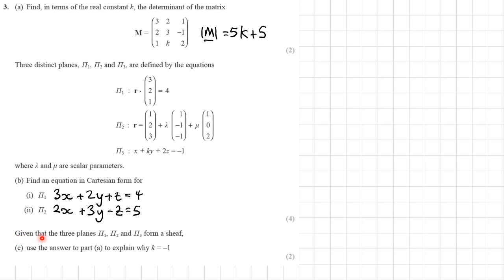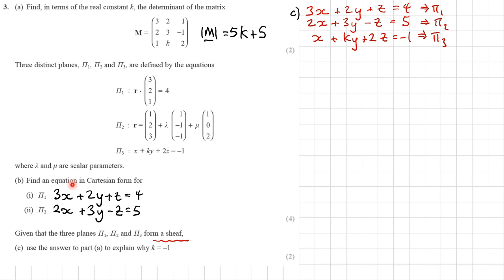Okay, given that the three planes pi1, pi2 and pi3 form a sheaf, part C: use the answer to part A to explain why k is equal to -1. So first of all, if I look at the Cartesian equation of all three of these planes, what you'll notice is that the coefficients of x, y and z are actually the elements in this matrix: 3, 2, 1, 2, 3, -1, and 1, k, 2.